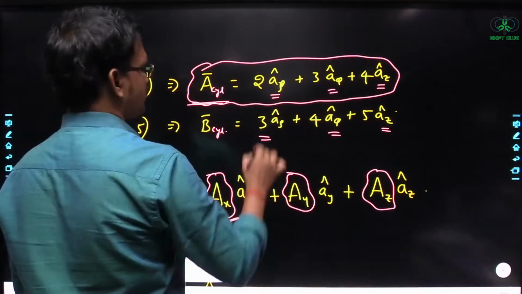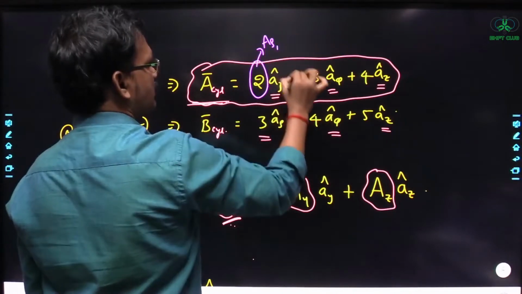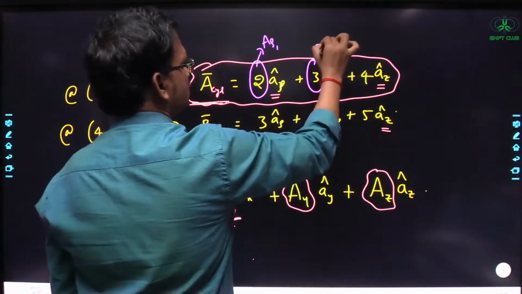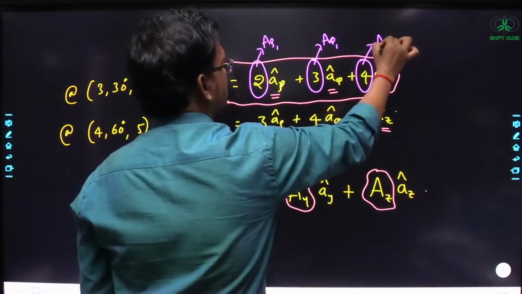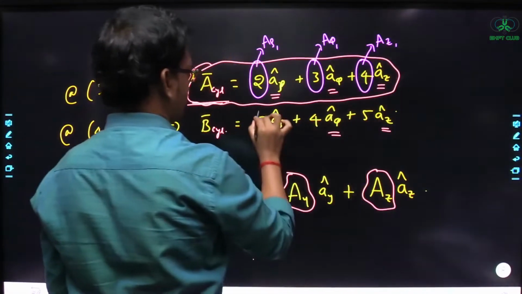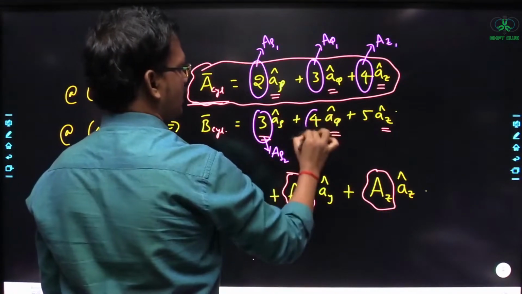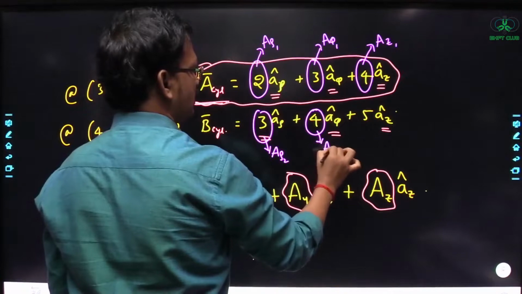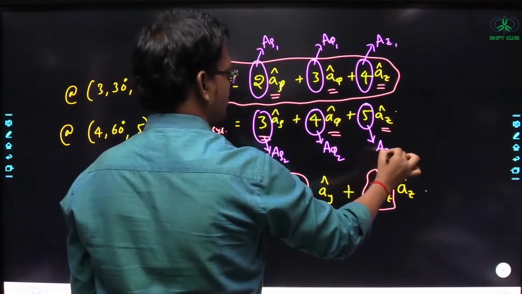So here I am representing this 2 with rho 1 and this 3 with phi 1 and this 4 with z1, and here this 3 with rho 2 and this 4 with phi 2 and this 5 with z2.